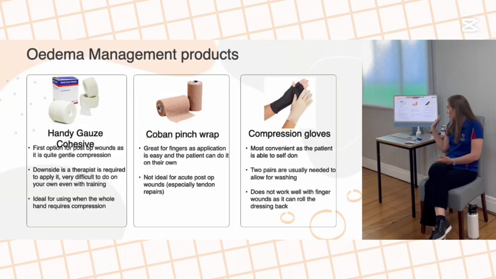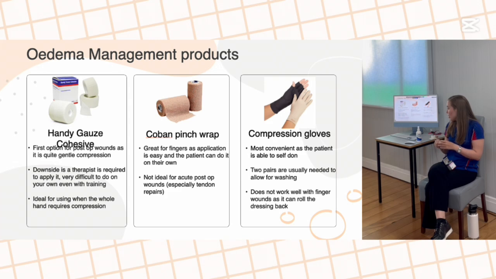So, some of the products that we use. We love Handy Gauze. Handy Gauze cohesive is probably the product we use the most in a post-op appointment. It's nice and gentle, especially when you don't want too much compression. The downside is you need to be trained to put this on. It's so hard to put on yourself. I can do a few fingers on my own, but I wouldn't be able to do a whole bandage on myself.